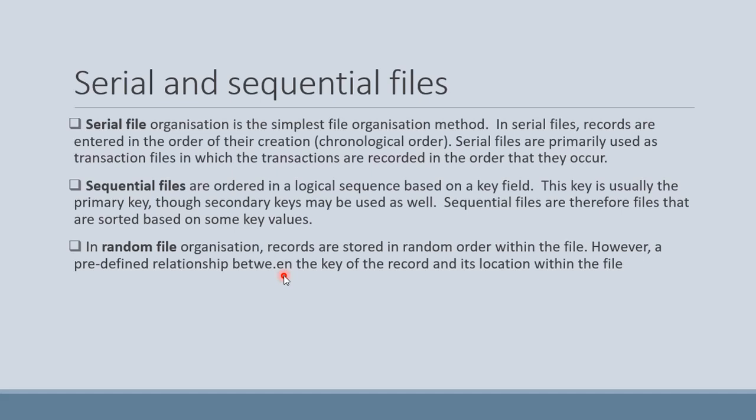There is another type of file, the random file. In a random file, the data given is stored randomly, not in chronological order and not as in a sequential file, but there is some predefined relationship between the key and its location, so that we can access data from a random file also without much difficulty.